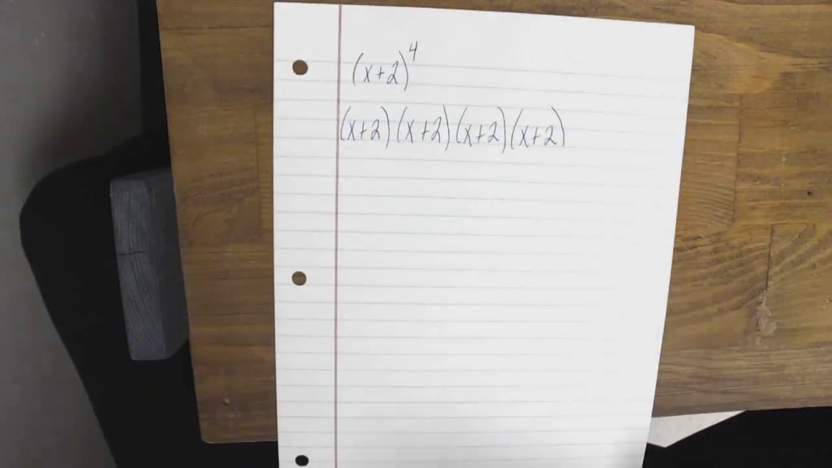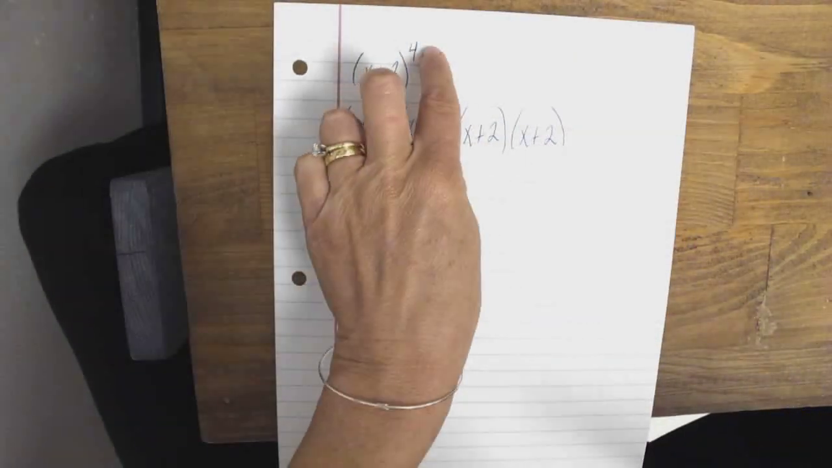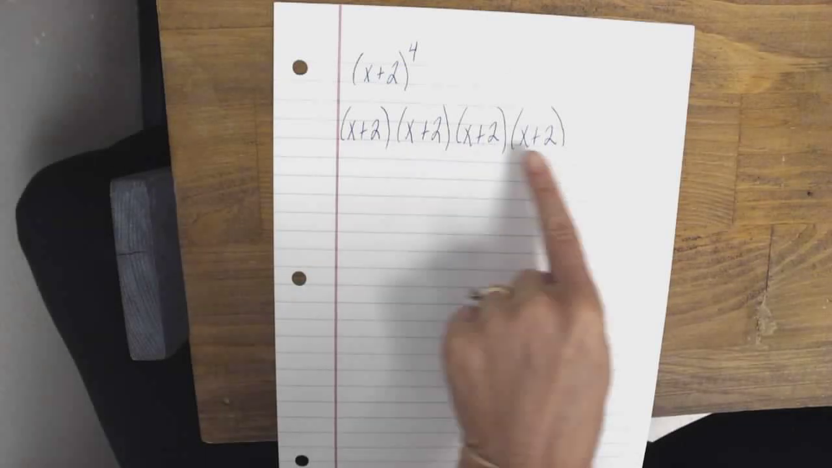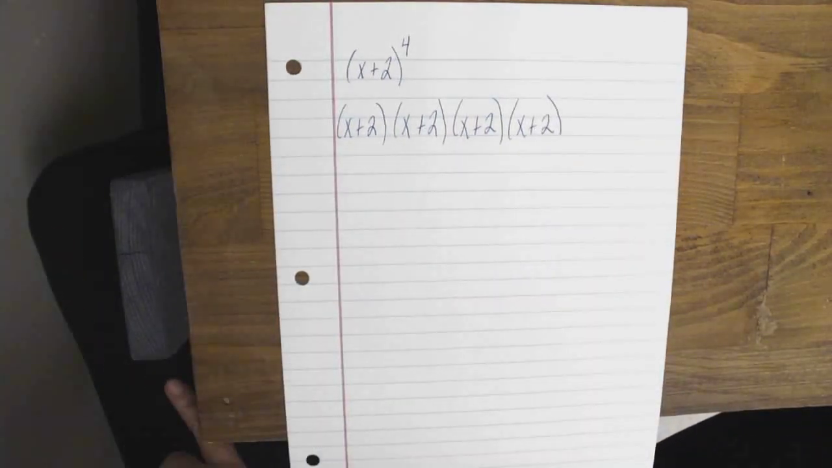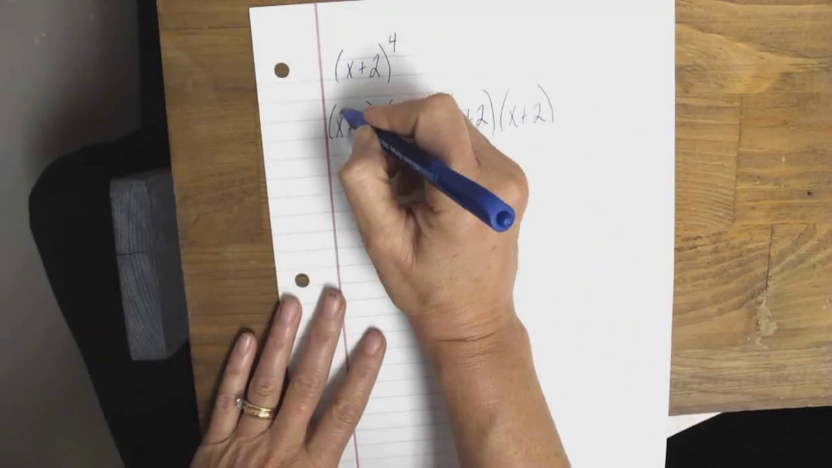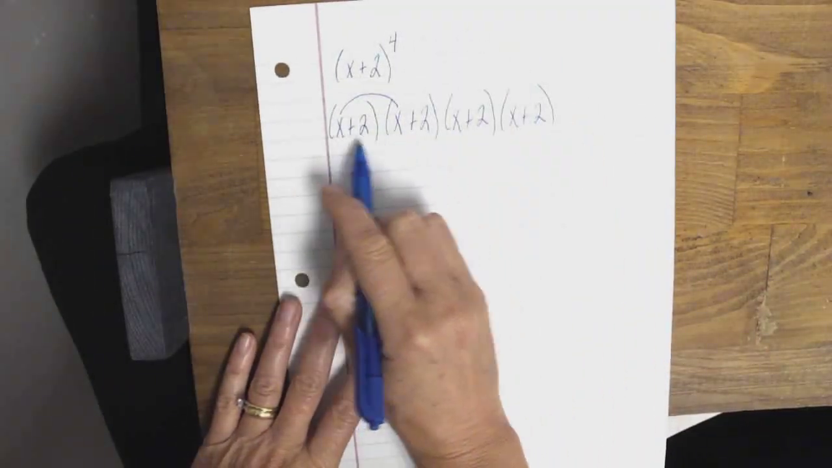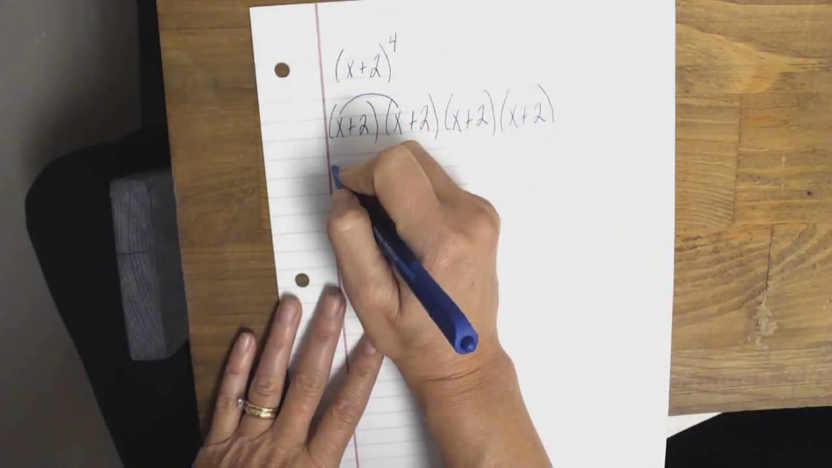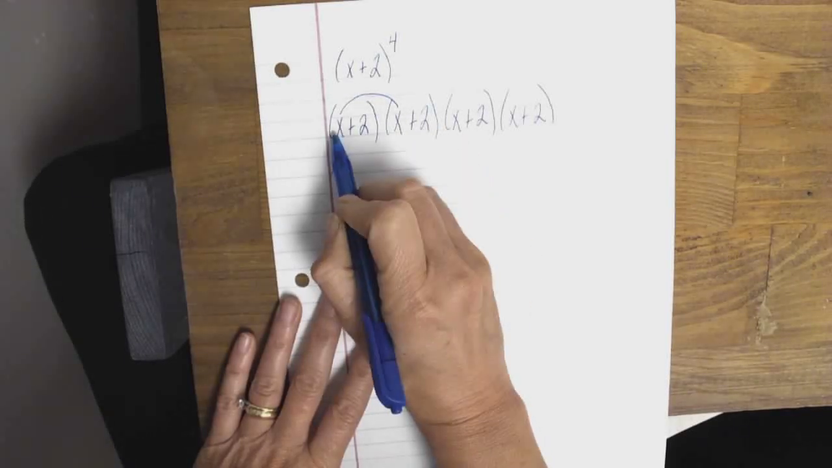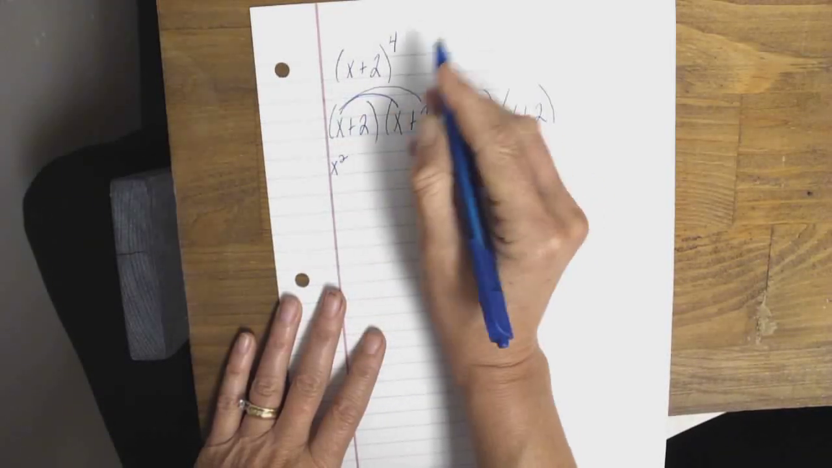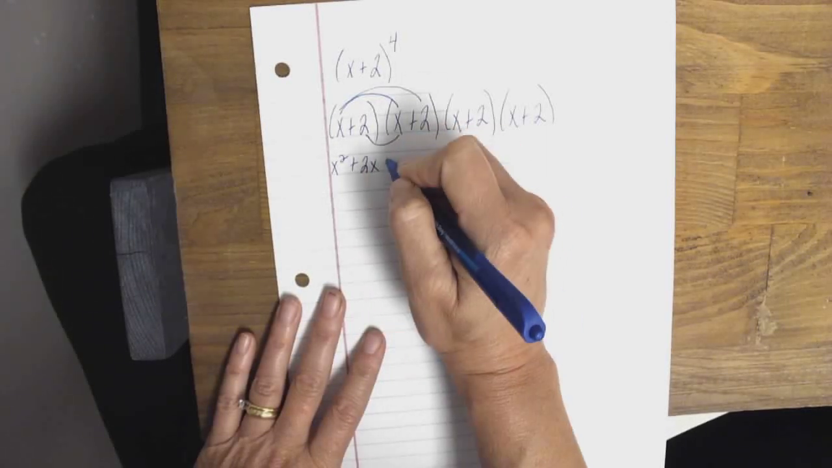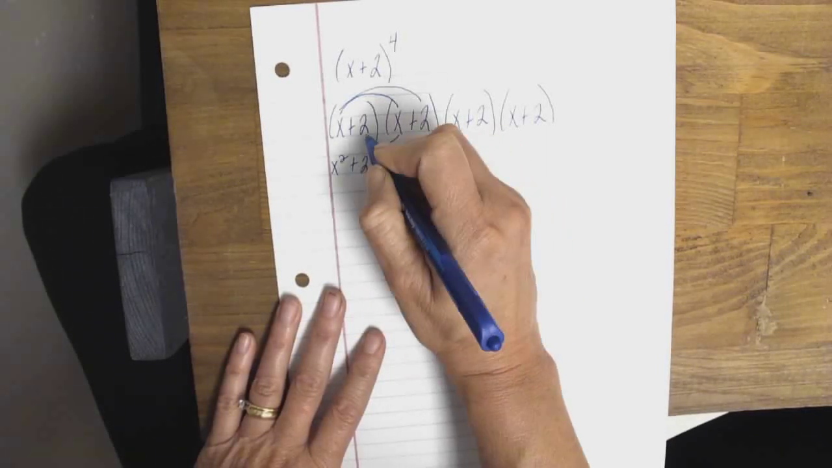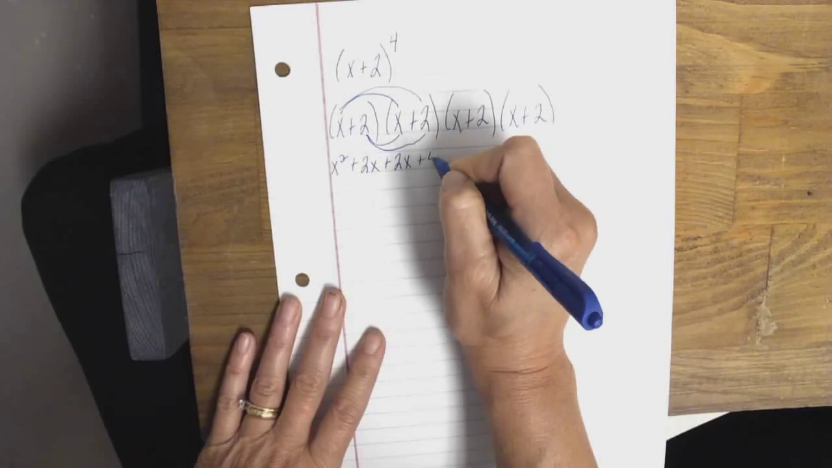Now I'm going to do one where we're raising a binomial, meaning 2 terms, to the 4th power. So you'll notice I wrote it 4 times. Again, you can only multiply 2 together at once. So if I do x times x, I'm going to multiply these first 2 first. I will get x squared. x times 2, I get 2x. 2 times x, I get another 2x. 2 times 2, I get a 4.